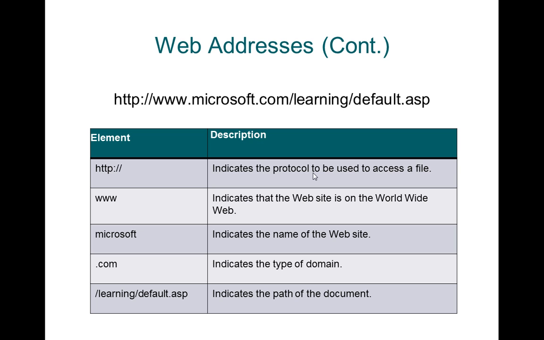Or application software process, I can say anything. So first one is HTTP. This first part indicates the protocol to be used to access a file. As I told you, HTTP full form is Hypertext Transfer Protocol. So this protocol is used to access a file over the internet.